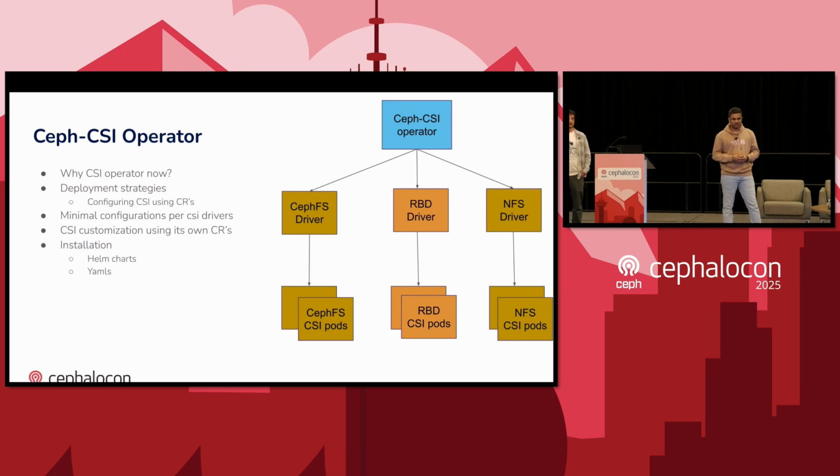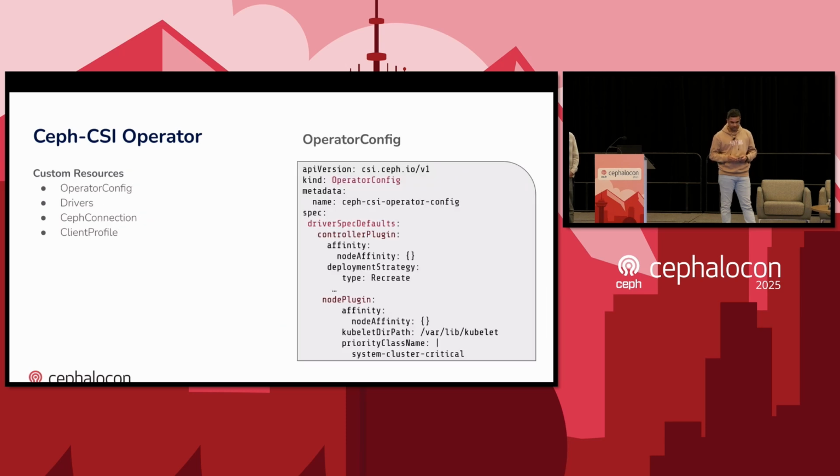The challenge was coming up with CRDs that are common for all three different CSI drivers, as Niels explained: CephFS, RBD, and NFS. We also had to keep supporting the existing deployment strategies, like using Kubernetes templates and Helm, and keep the configuration as minimal as possible. That's how the CSI operator came into the picture, and this is how the representation looks.